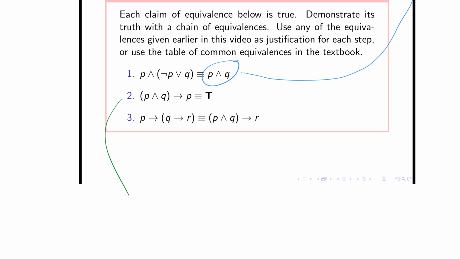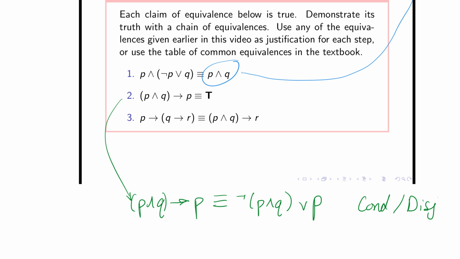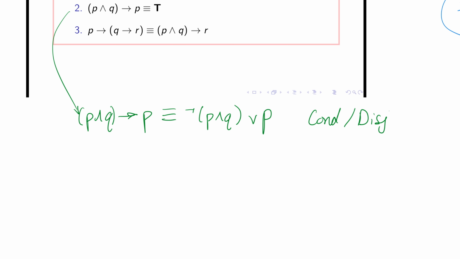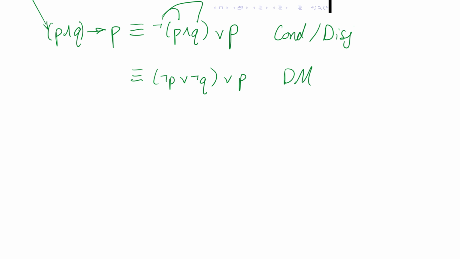So next we'll move on to problem number 2. We'll start by writing down the left-hand side. And as usual, when we have a conditional proposition, one of the first things we tend to reach for is the conditional disjunction equivalence. So that gets us this proposition. A natural guess as to a next thing to do would be perhaps to distribute the negation into this. The name of that justification is De Morgan's law. And so we are here.